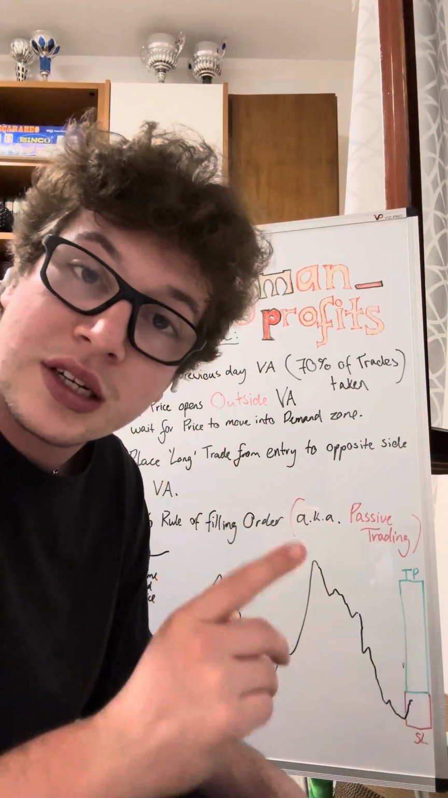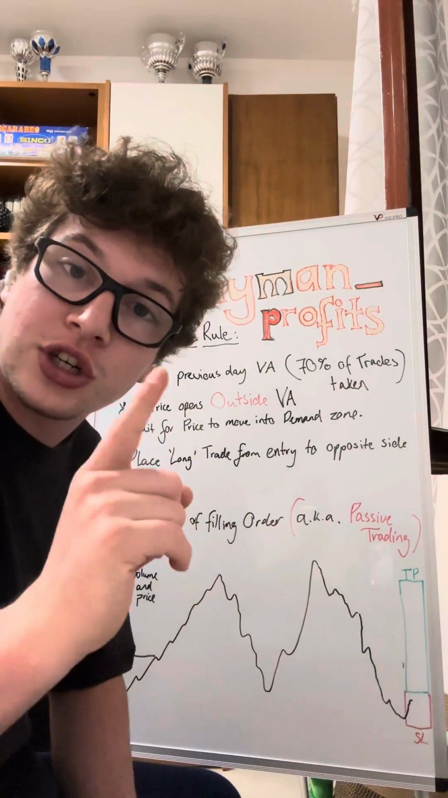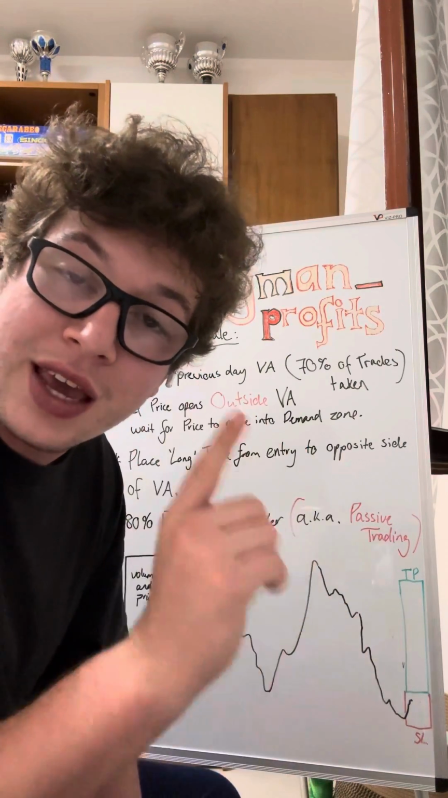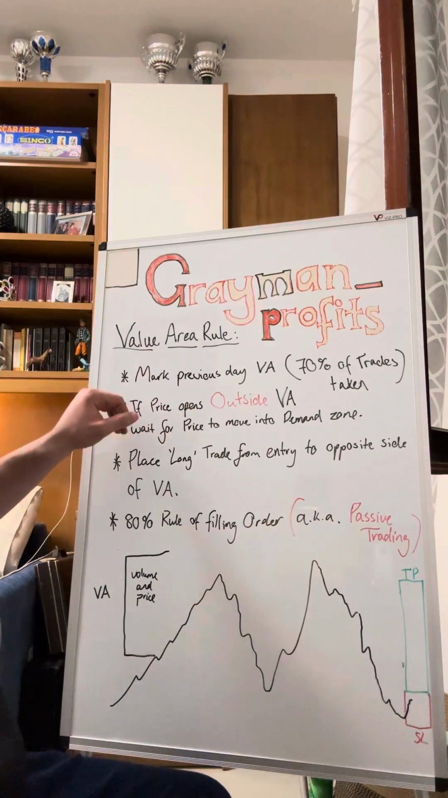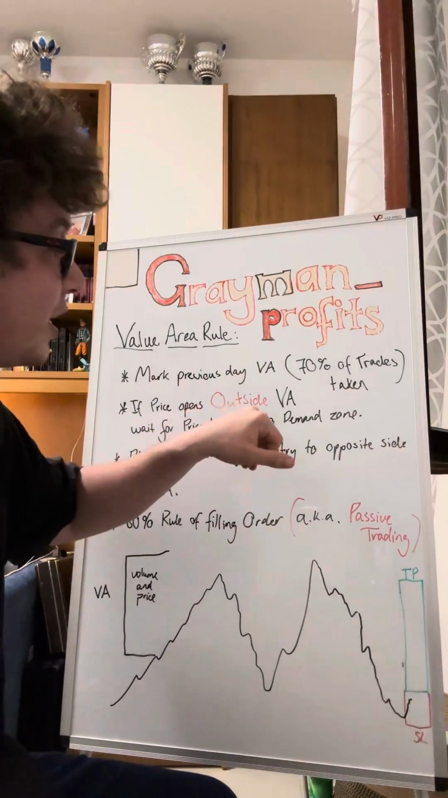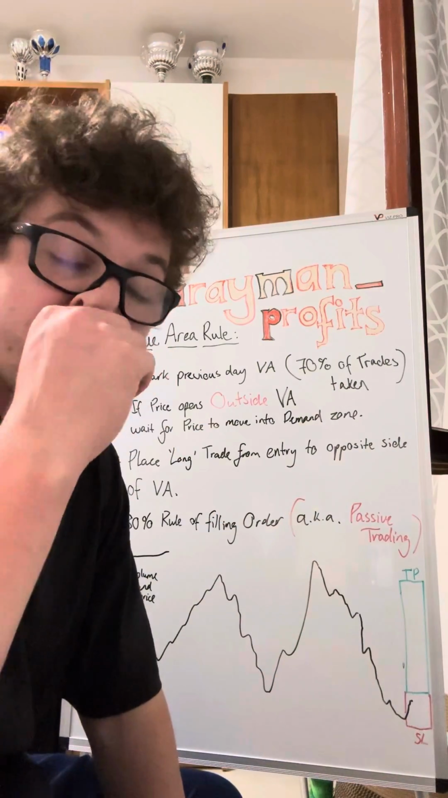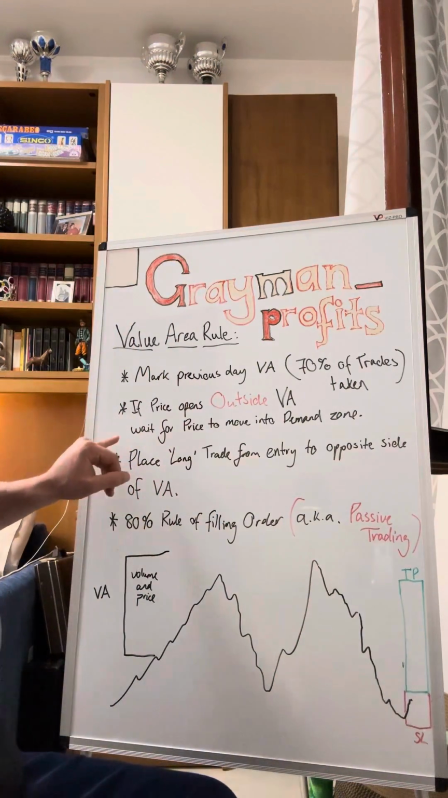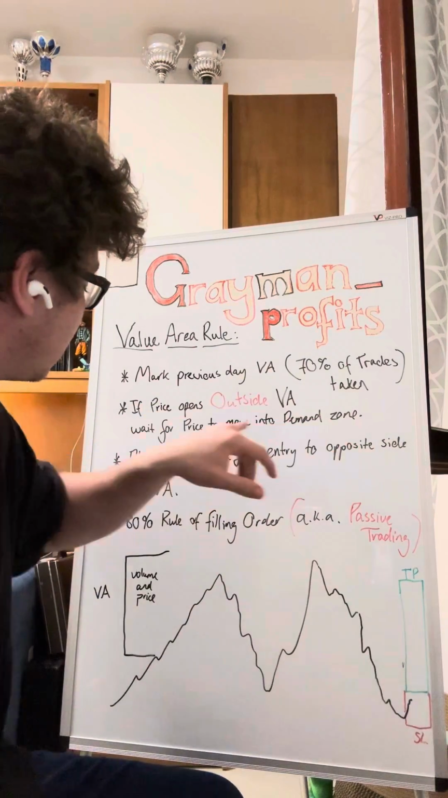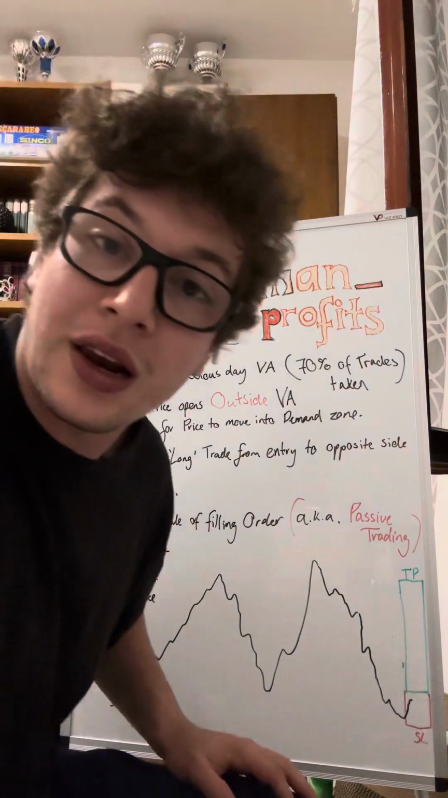But how do we utilize this? Let's get into it. Just remember, this strategy only works if price starts outside of the VA zone. If price opens outside of the VA zone, wait for price to move back into this new demand zone, which of course is where the volume wanted to go from yesterday. Then the strategy is you place a long trade from the entry to the opposite side of the VA. And then you let it play out.